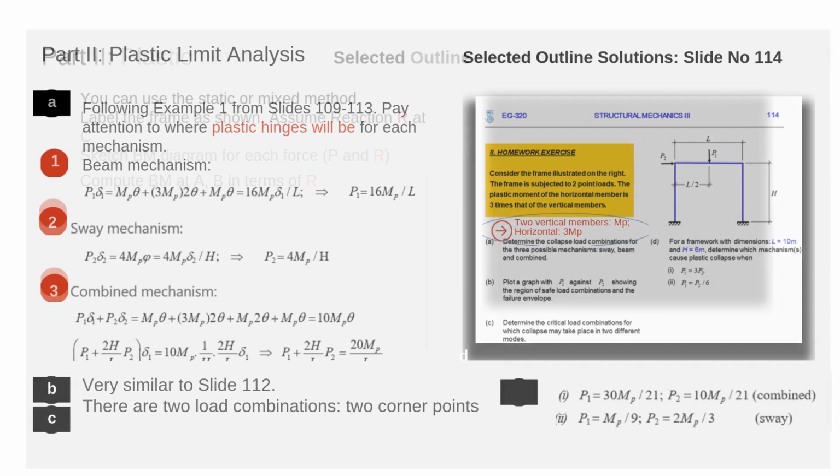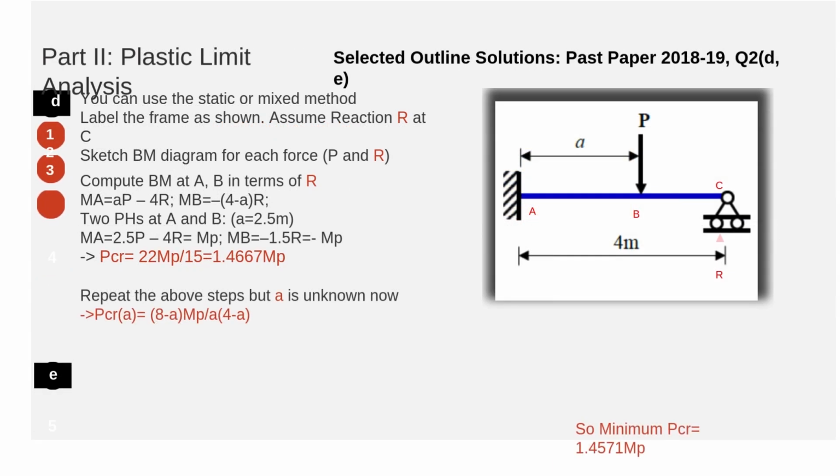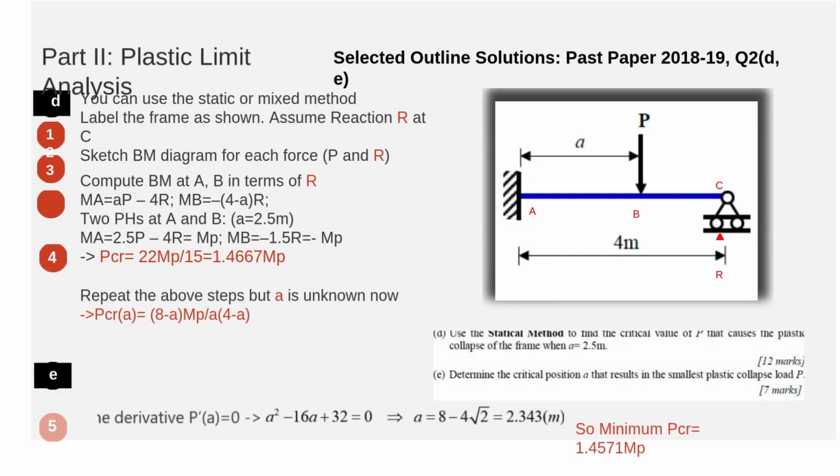Selected outline solutions, past paper 2018-19, Q2, D, E. In this problem, we're analyzing a frame using static or mixed methods. We label the frame and assume reaction R at point C. We sketch the bending moment, BM, diagram for each force, P and R, and then compute the BM at points A and B in terms of R.